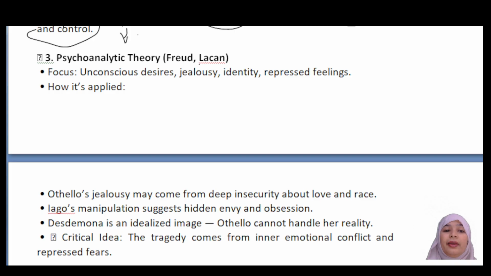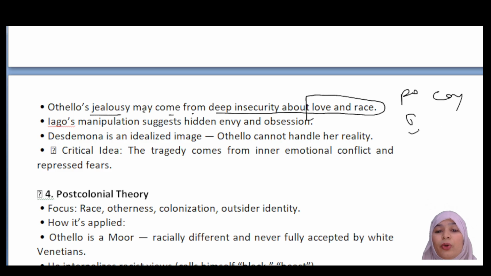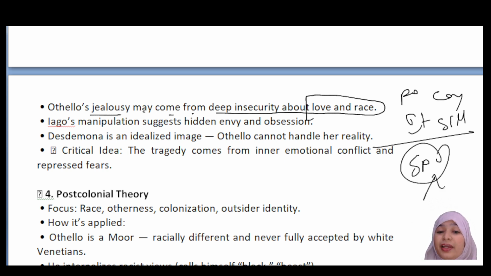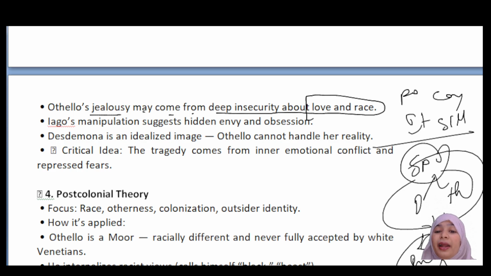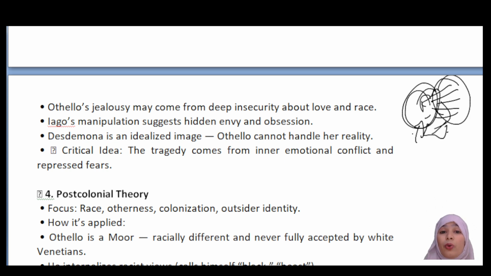And what about psychoanalytical theory? It deals with unconscious desires, jealousy, identity and repressed feelings. It is applied here as Othello's jealousy may come from deep insecurity about love and race. After the promotion was given to Cassio, Iago did not sit silently. More than that, he wanted to spoil the relationship between Othello and Desdemona. So he made a plan, putting so many insecure words in Othello's mind: you belong to the black community and Desdemona is very fair. If she accepted you, just think about the plan behind it, because she had many affairs before getting married to you. This is how Iago putting such notions in Othello's mind made him deeply insecure about love and race. I am very inferior.